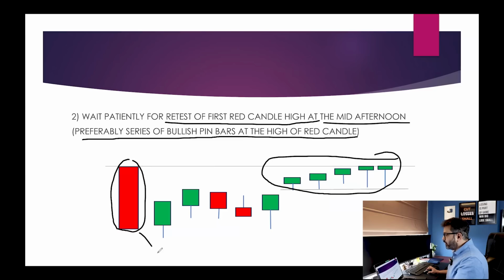After that, there is no follow up on the downside. Rather, the market is going up. And when price comes near the high of the red candle, you will see a series of this kind of bullish pin bar. If you see this on the chart, then that is the second criterion.